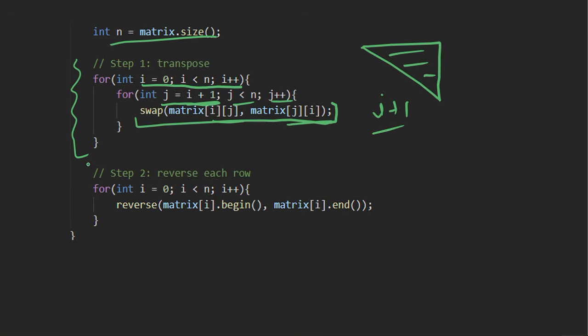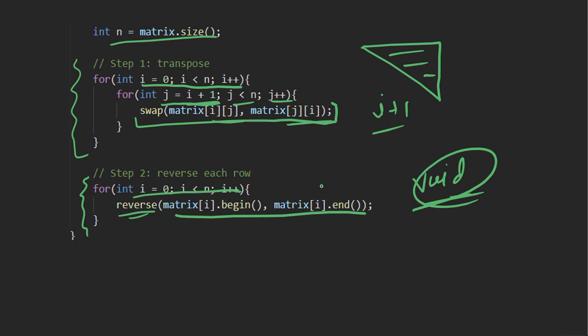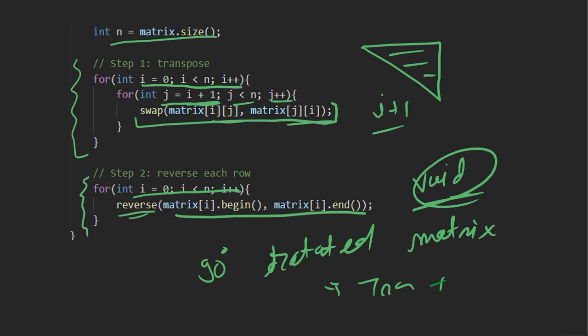Once we get the transpose of the matrix, the next step was to reverse each row. So we take each row, and then we use the reverse function and reverse the row, right? And we do not have to return anything here because our function type is void. So this way we will get a 90 degree clockwise rotated matrix using two steps, that is transpose plus reverse. So I hope I'm able to explain the solution properly.